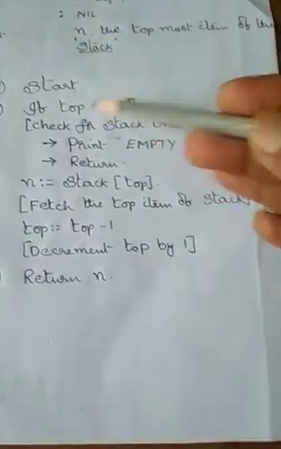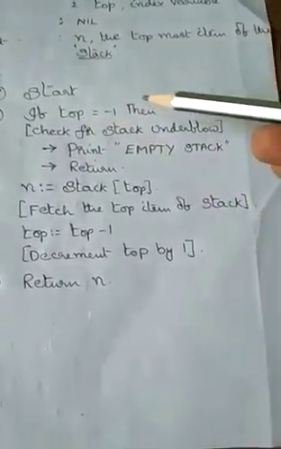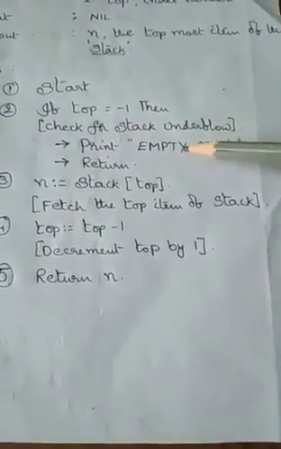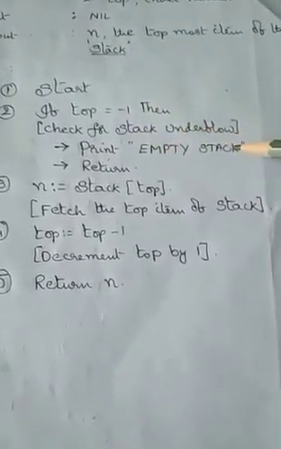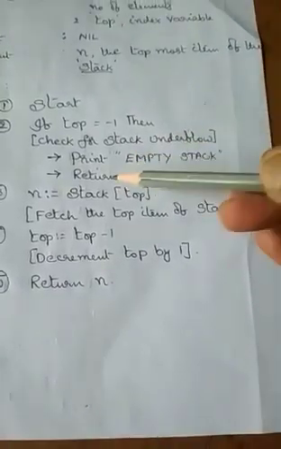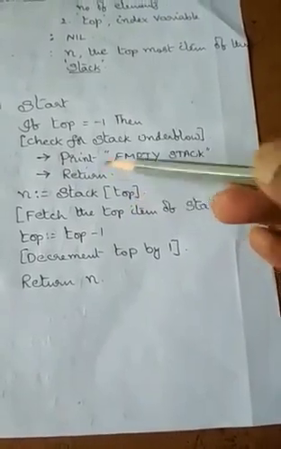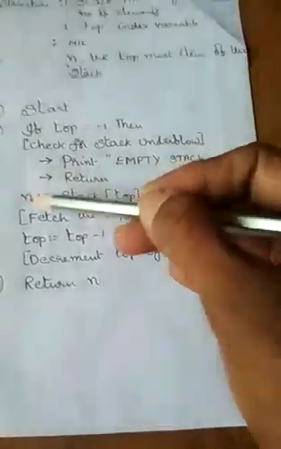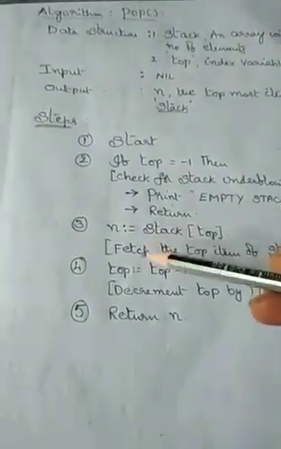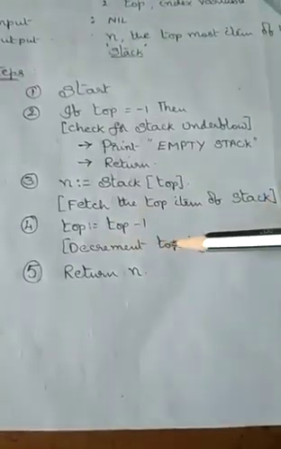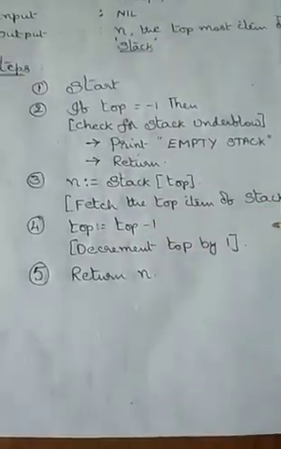Start. First we verify whether top is equal to -1 or not. If top equals -1, that means the stack is in underflow state, so we cannot continue. So "empty stack" is the message we generate. Otherwise, it continues. The topmost element identified by top is assigned to n. That is, fetch the top item of the stack and then decrement the value of top by 1: top equals top minus 1. Then return n.